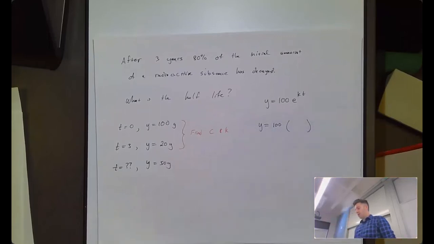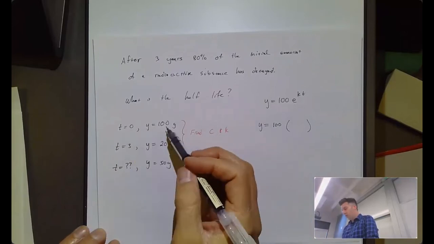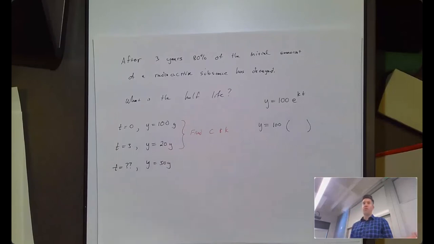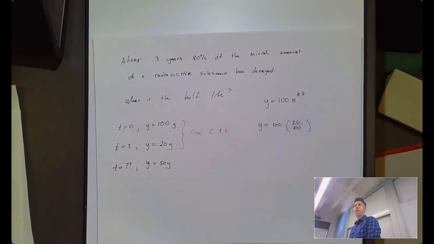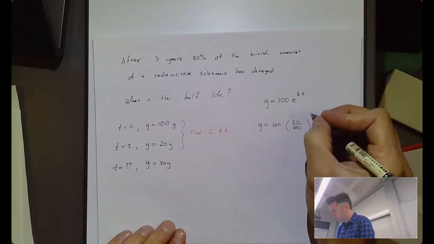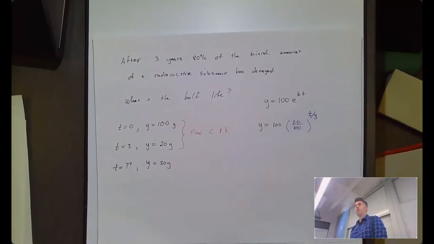Okay, so let me ask you, after 3 years, what fraction do I have of what I started with? A fifth. Now, you guys did the extra work and reduced that fraction. I'm going to say I had 20 hundredths, but you're right, it's a fifth. So I have 20 hundredths of what I started with. And it took me 3 years. So I'm going to say that's going to be raised to the t/3 power.